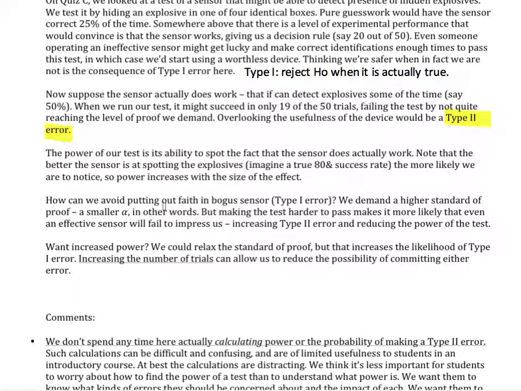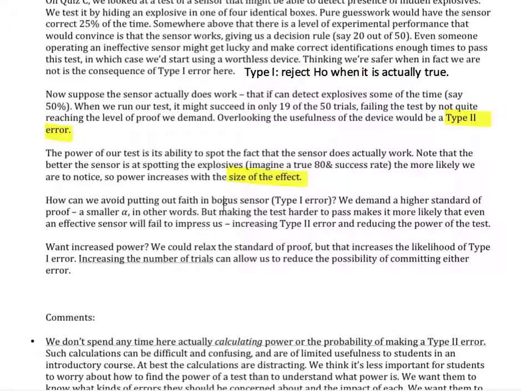Okay, so I really liked this because I think it made the power issue a little bit clearer. So the power of a test is its ability to spot the fact that the sensor works if it does. So note that the better a sensor is at spotting explosives, so if the true success rate is 80%, the more likely we are to notice. So power increases with the size of the effect. I just wanted to do a little bit of a drawing here to clarify that issue. Effect size is one of the things that affects power that you should be pretty clear on. It's not a big deal.